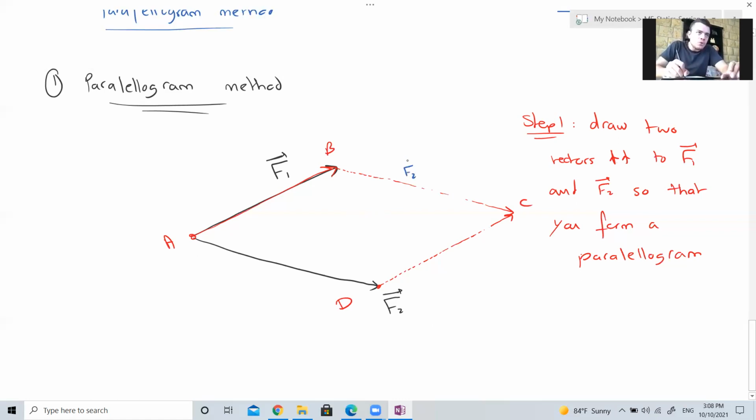So this would be F2 and this would be F1. Right? Because these two are equal. Yeah.